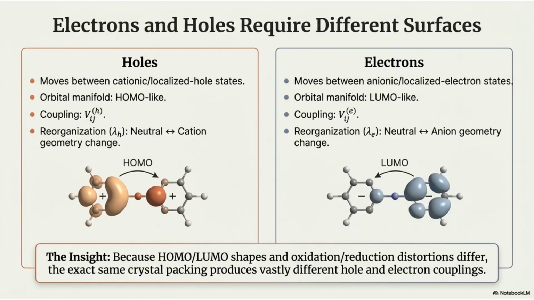Holes and electrons require different surfaces for transfer. Hole transfer involves HOMO-like states and cation geometry change, while electron transfer involves LUMO-like states and anion geometry change. Different couplings result from these distinct processes.